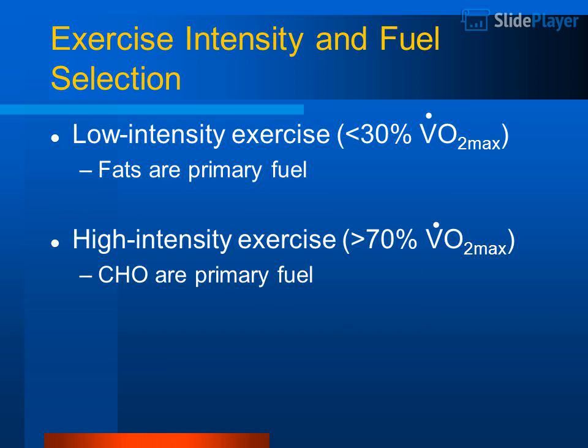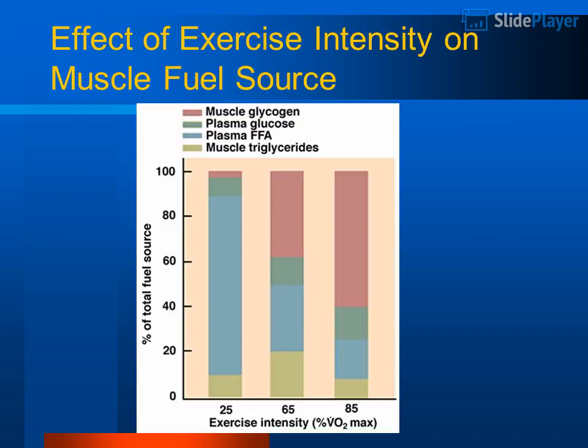Exercise intensity and fuel selection. Low intensity exercise, less than 30% VO2 max: fats are the primary fuel. High intensity exercise, greater than 70% VO2 max: CHO are the primary fuel. Effect of exercise intensity on muscle fuel source.